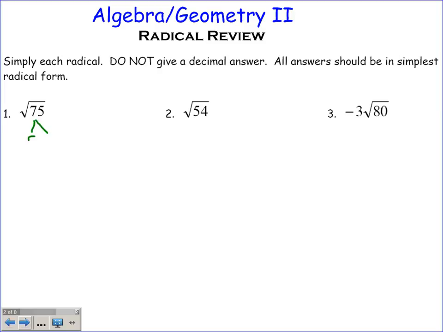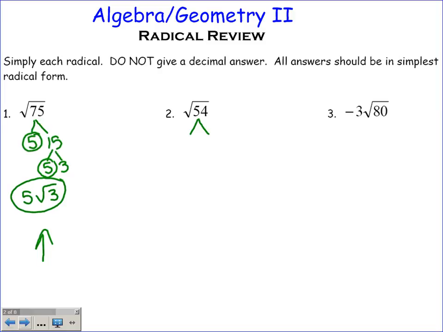First thing we do is we break up 75 into 5 and 15. 15 can then be 5 and 3. We look to see if there's any pairs. There are a pair of 5s. So we just say this is 5 times the square root of 3. Again, there's several different ways you can break these up. I'm just going to try doing these whichever way comes to the top of my head as I'm doing these. You might use different numbers, but in the end, you should always get the same answer, 5 square root of 3.